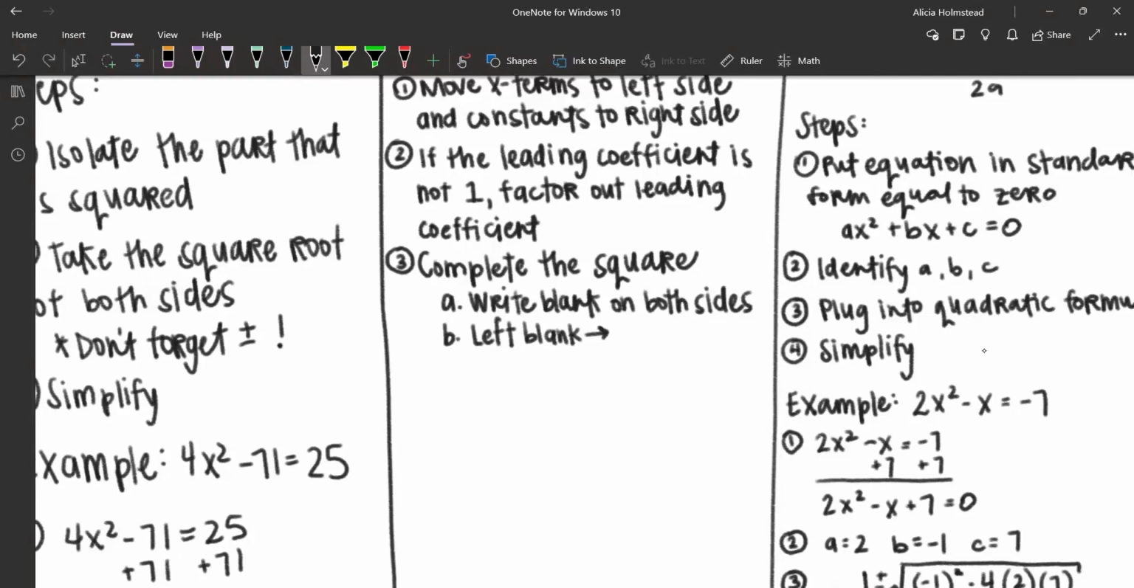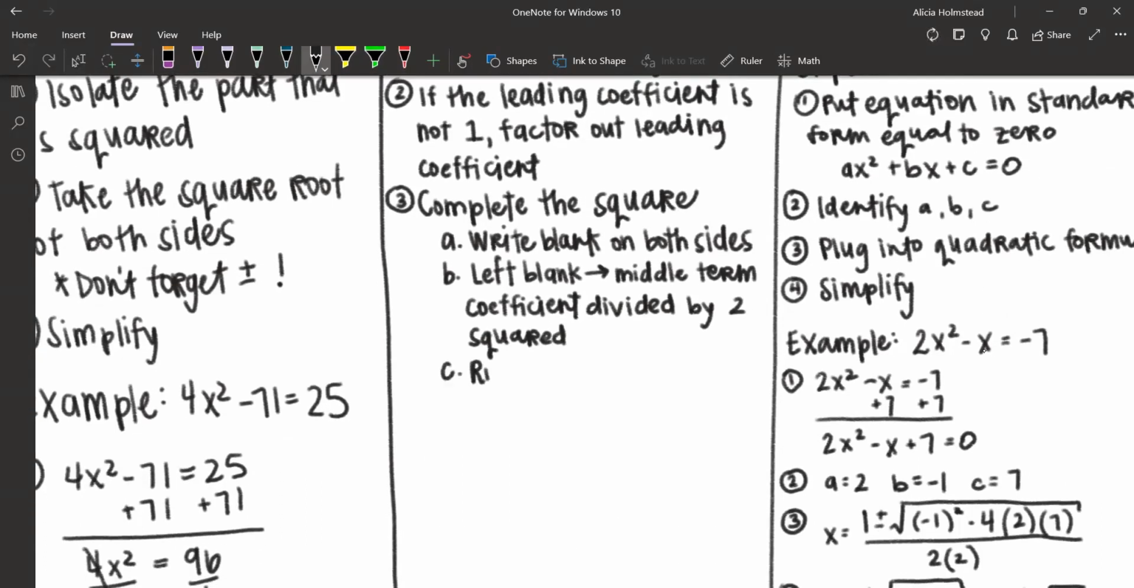Here's what you're going to do, is you're going to take the middle term coefficient, divide it by 2 and square it. So the left blank is filled in with the middle term coefficient divided by 2 and squared.